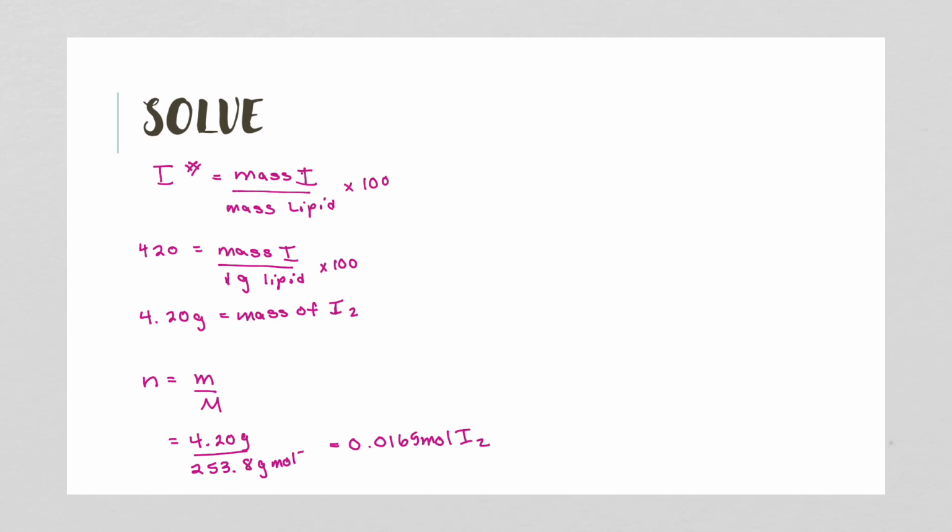Our next step is to find out how many moles of the lipid we had. Remember, we had 1 gram of the lipid. That's our mass, and we were told in the initial problem that the molar mass of the lipid is 302.45 grams per mole. That is going to give us 0.00331 moles of the lipid. So now we're done that part.